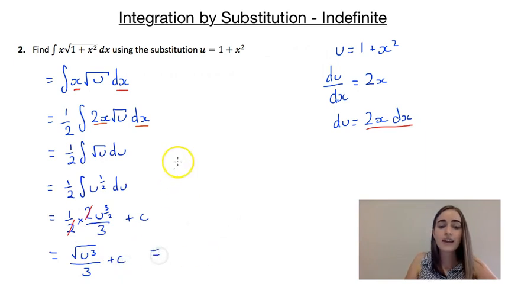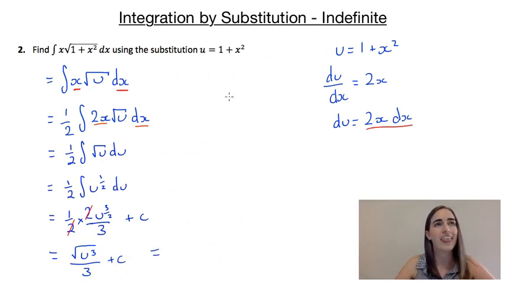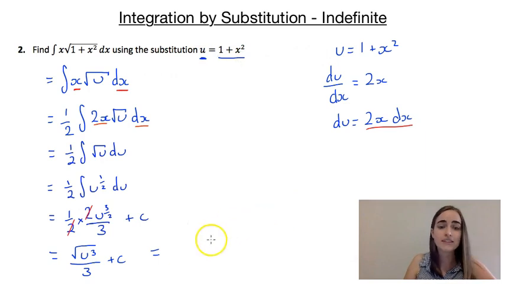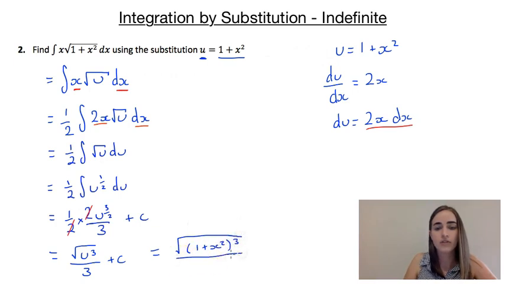And then again, the last step is substituting back the other direction. So instead of this u, putting that 1 plus x squared back in. So we're going to have the square root of (1 plus x squared), all cubed, over 3 plus c.